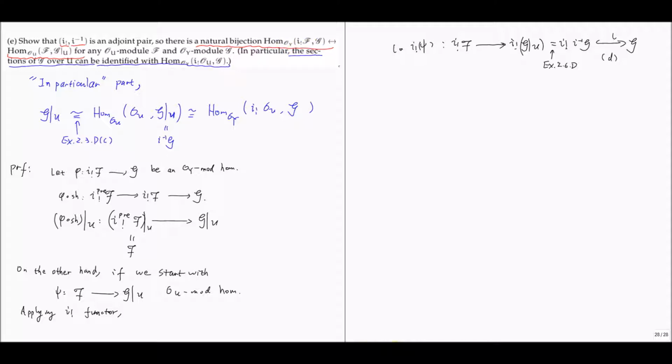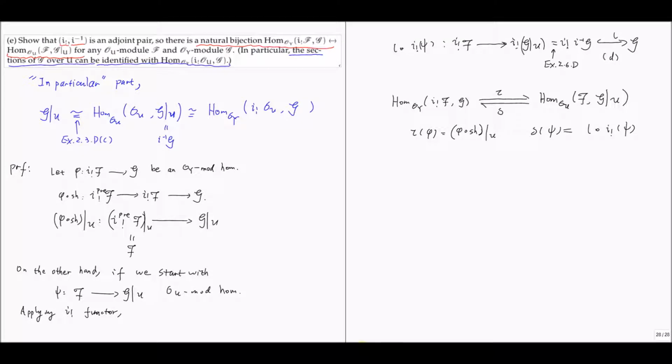And now we can define this bijection. For a map phi in here, we define tau of phi to be the restriction of phi composed with sheafification. And for a map psi here, we define delta of psi to be iota composed with I shriek of psi. And now let's check that delta is inverse to tau.